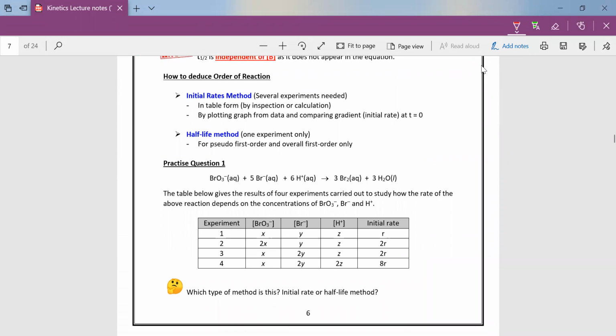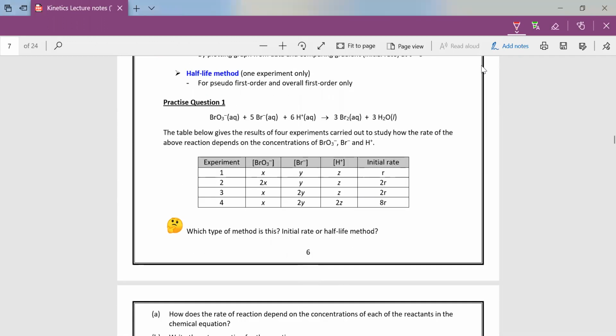All right, so we see here a table that's given to us, and that tells us 4 different experiments. When we change around the concentration of the reactants, what happens to the rate? All right, so is this an initial rates method or half-life method? I hope it's pretty clear to you it is the initial rates method because we won't be able to see the half-life from a table, right?